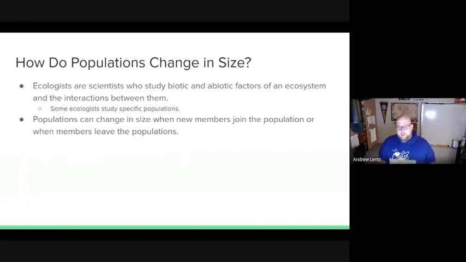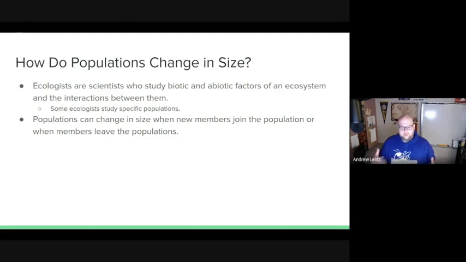So there's some very smart people out there. They're ecologists, or scientists that focus specifically in the field of ecology. And they really look at the biotic and abiotic factors, remember, living and non-living factors of an ecosystem and how everything just kind of works together. It's like a really good soup. Everything has its own part and it affects everything.